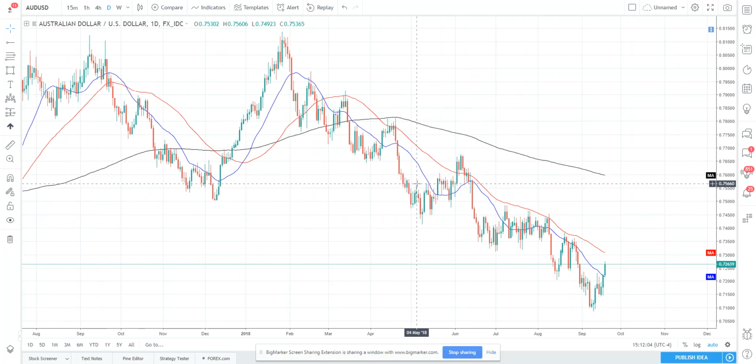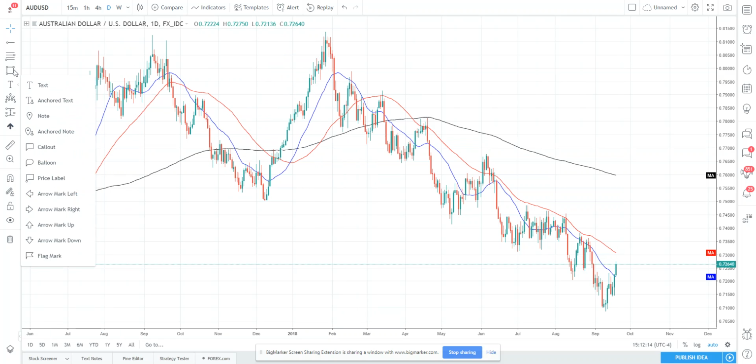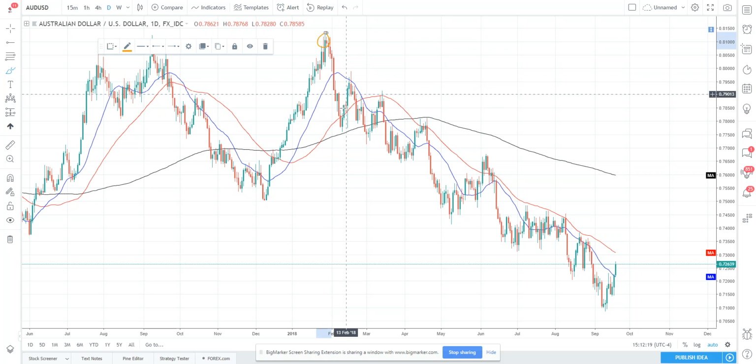So now, simplifying market structure. Basically, market structure is the way price moves, the pivot points and the swing points price makes, right? So we have a swing high here, a swing low, swing high, swing low, right? And as we're seeing these swing points, what is price doing?